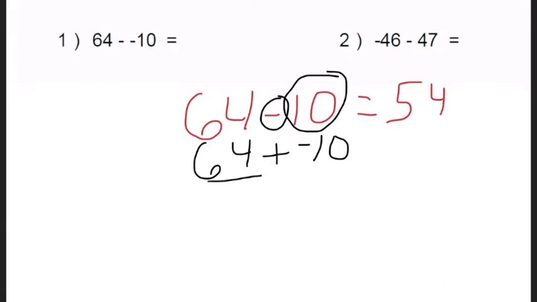And I just follow the rules of what we did yesterday. So I have a positive and a negative, so you subtract them and you get 54. I have a positive 64 and a negative 10. The absolute value of 64 is bigger than negative 10, so it has to be a positive 54. So I'd leave it at 54. Okay, so that's just regular subtraction.